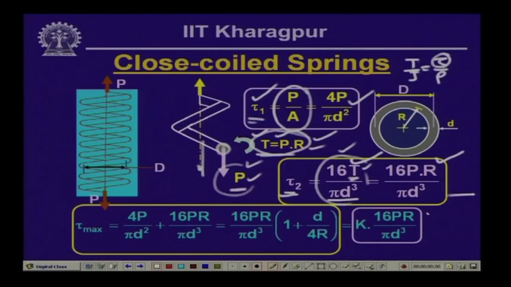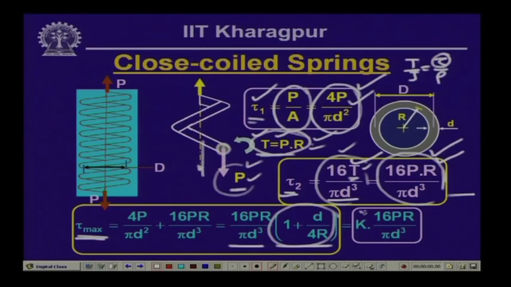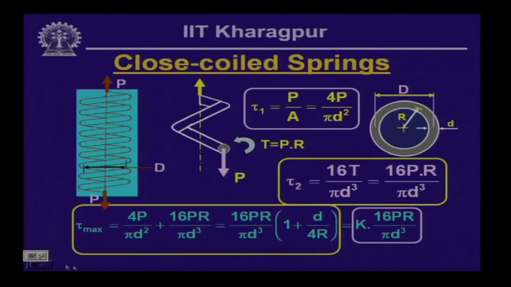So, these are the two stresses that a closed coil helical spring is subjected to: 4 P by pi d square is the direct shear, and 16 P R by pi d cube is the shearing stress which is generated from the twisting moment T. And therefore, the maximum shearing stress that a wire of the closed coil helical spring will be subjected to is equal to 16 P R by pi d cube times 1 plus d by 4 R, which we have designated as K. So, this is the value of the stress that a closed coil helical spring is subjected to.